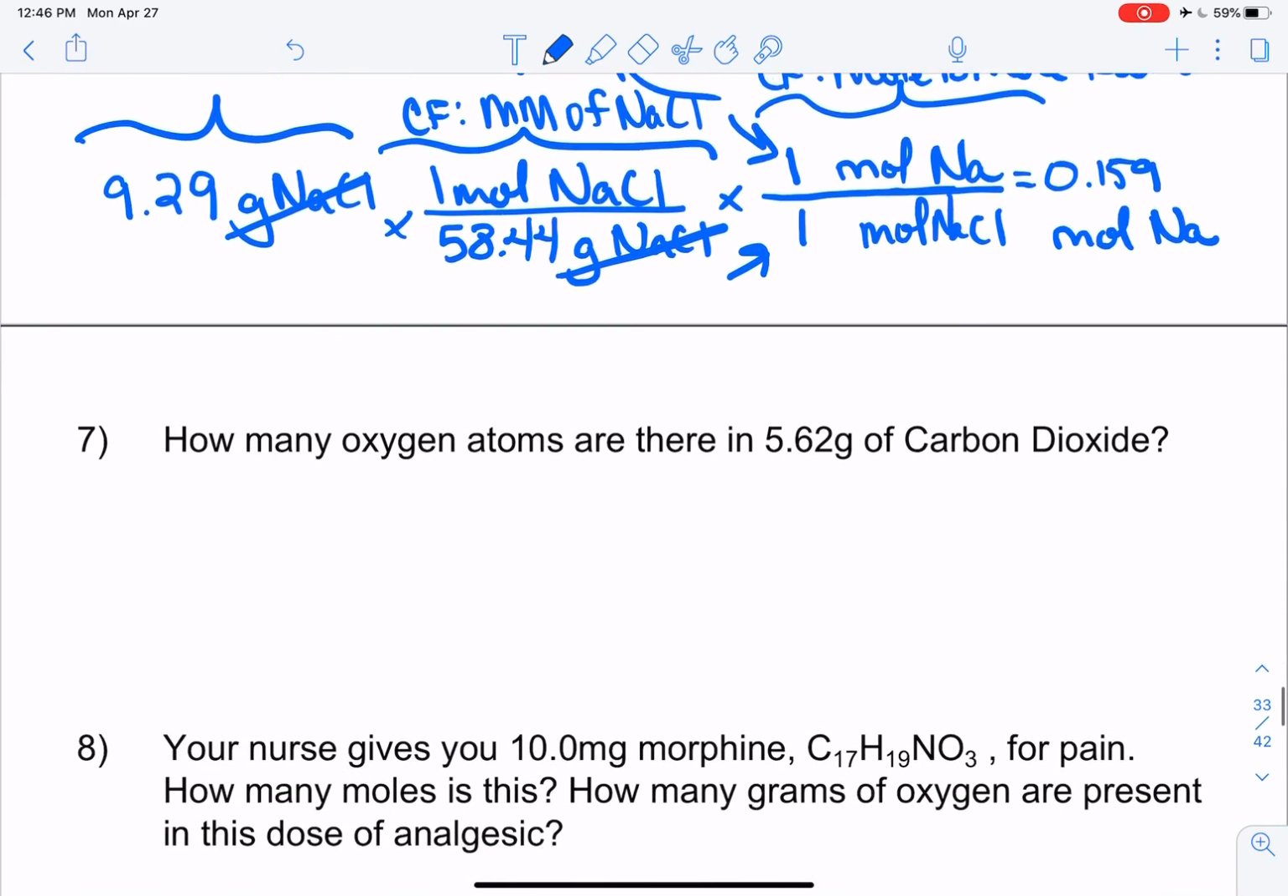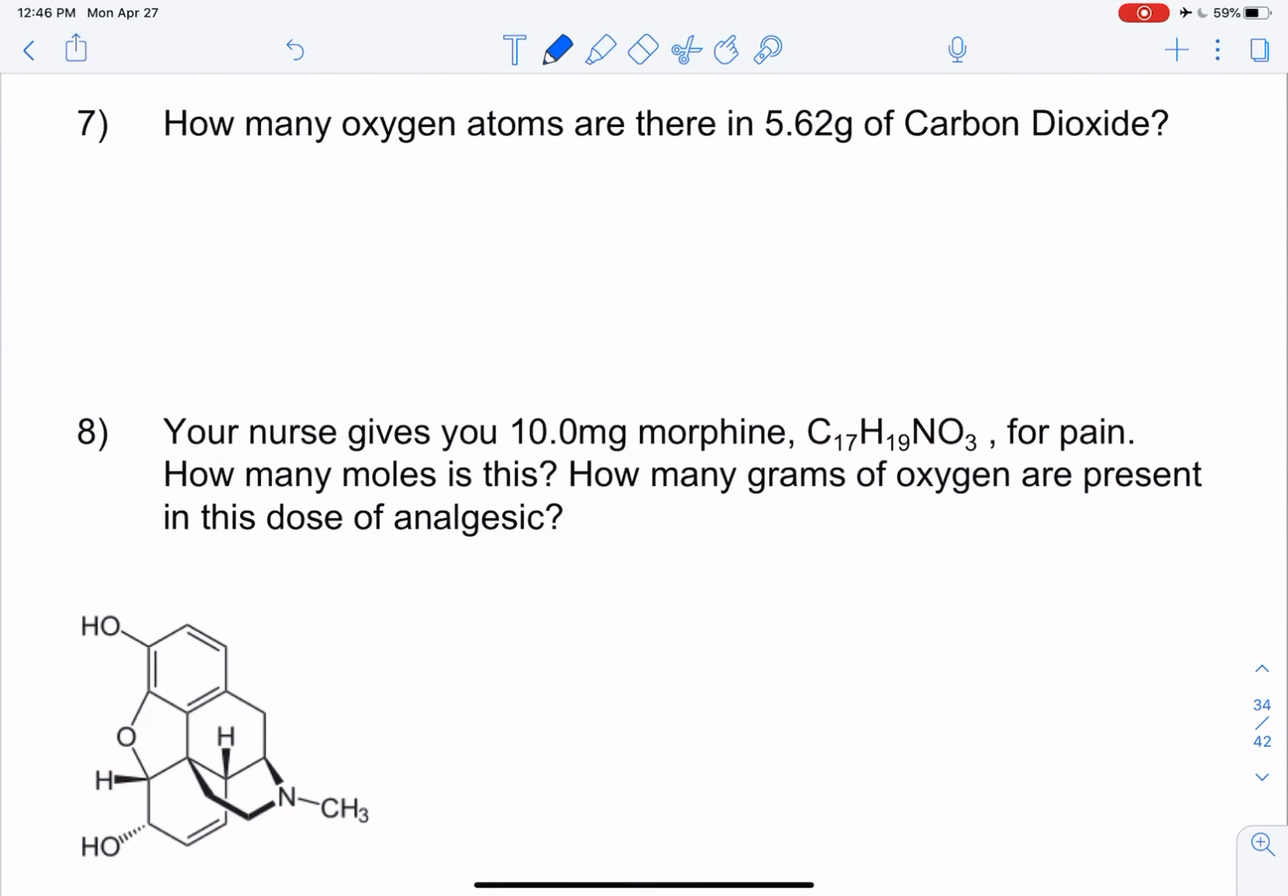Okay, so we're moving on to number 7, and it says how many oxygen atoms are there in 5.62 grams of carbon dioxide? Okay, so the first thing you have to figure out is what are you going to write on your paper? So what is the given? The given is 5.62 grams of carbon dioxide. And you guys will see that these problems will follow the same pattern. So that's why I keep writing out to you, this is the given, this is the conversion factor, this is the mole to mole ratio, so that you can see the patterns.